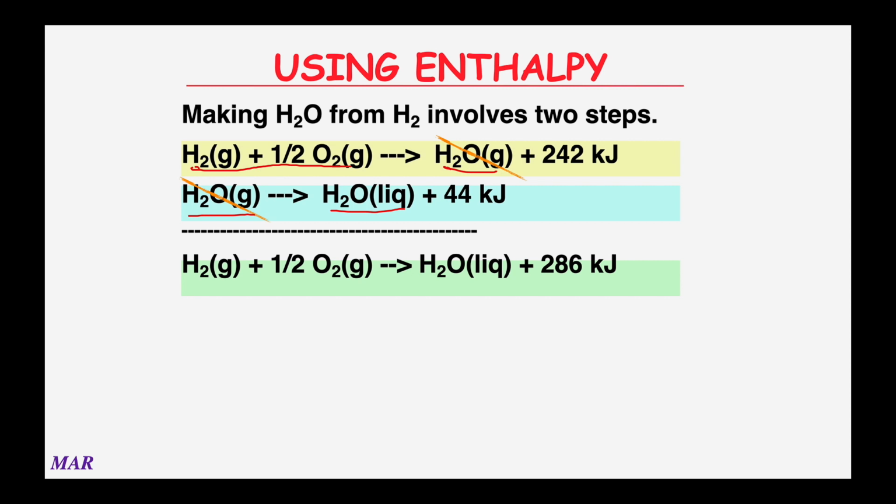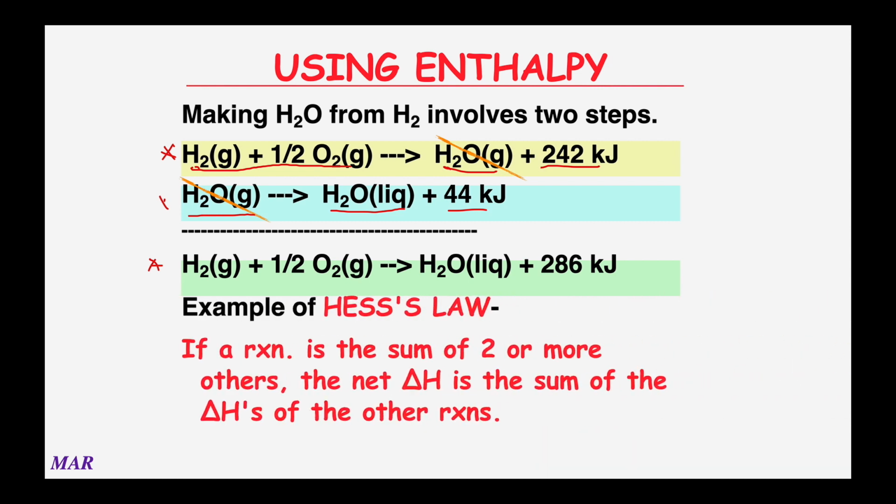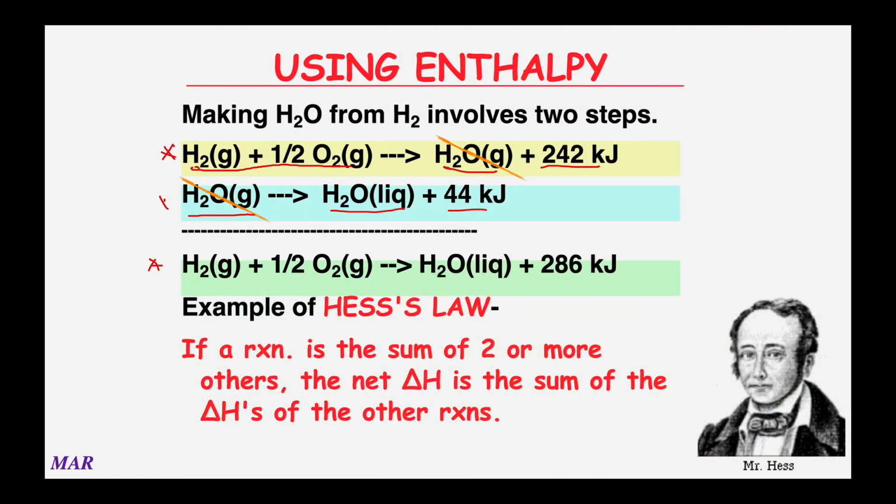So we end up with H2 plus 1/2 O2 making H2O liquid, and the energy that comes out of it is nothing more than adding up the two individual energies. So 242 plus 44 is 286 kilojoules. So we took two known equations, we combined them together to give us an overall third equation, which we didn't know before. And this is an example of what's called Hess's law.